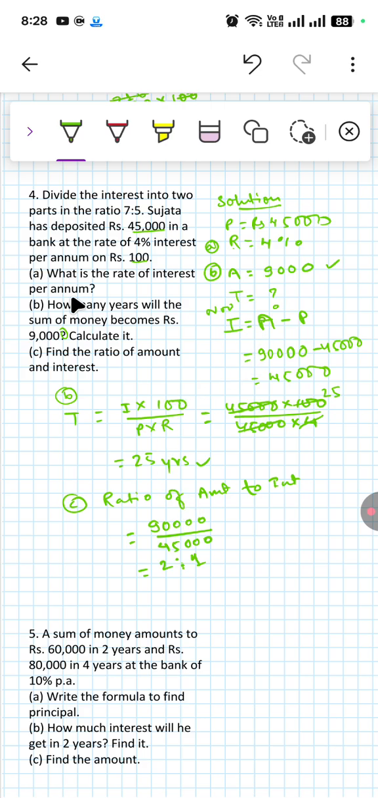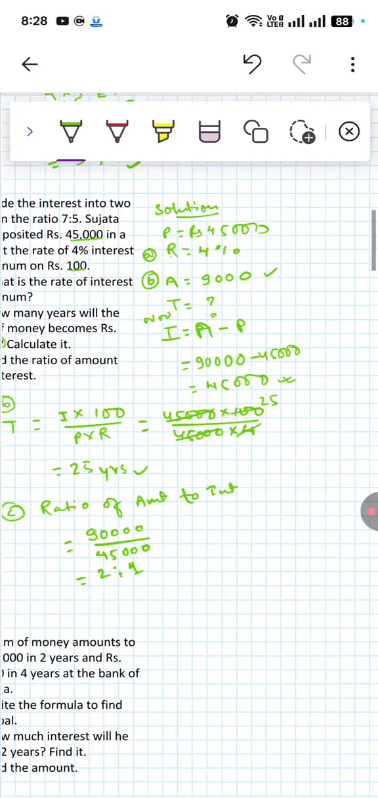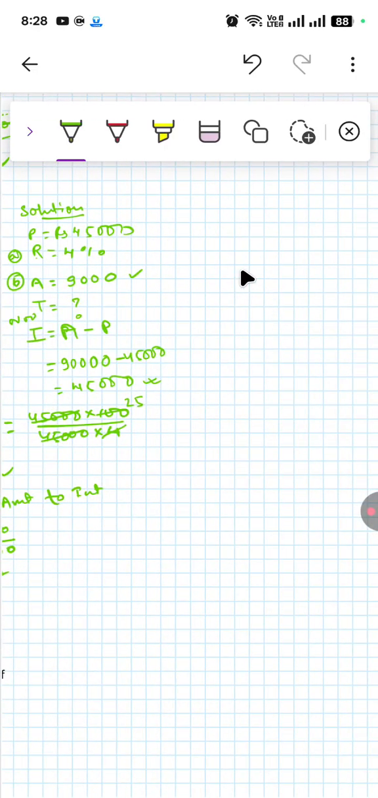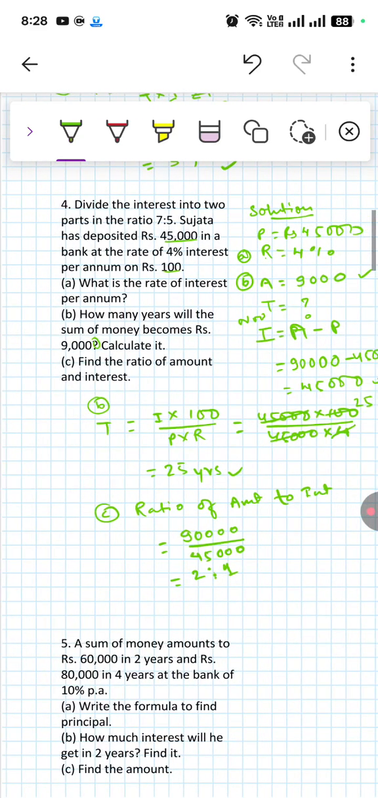Now there is nothing asked about this division, 'Divide the interest into two parts.' The question is not asking for it. Anyway, you can divide that interest. What is that? 45,000 is the interest. We will divide it into two parts now. I'll do it by the side, in the ratio 7 is to 5. So dividing the interest in the ratio 7 is to 5.